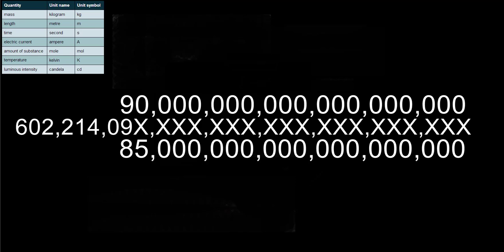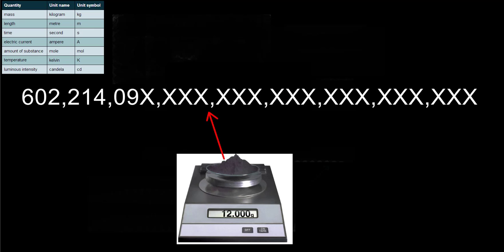Okay, so like I just said, we know that the number of atoms in 12 grams of carbon-12 is within the constraints of this number. Still, how do we use that as a reference to find the number of atoms in another substance? Here's how.